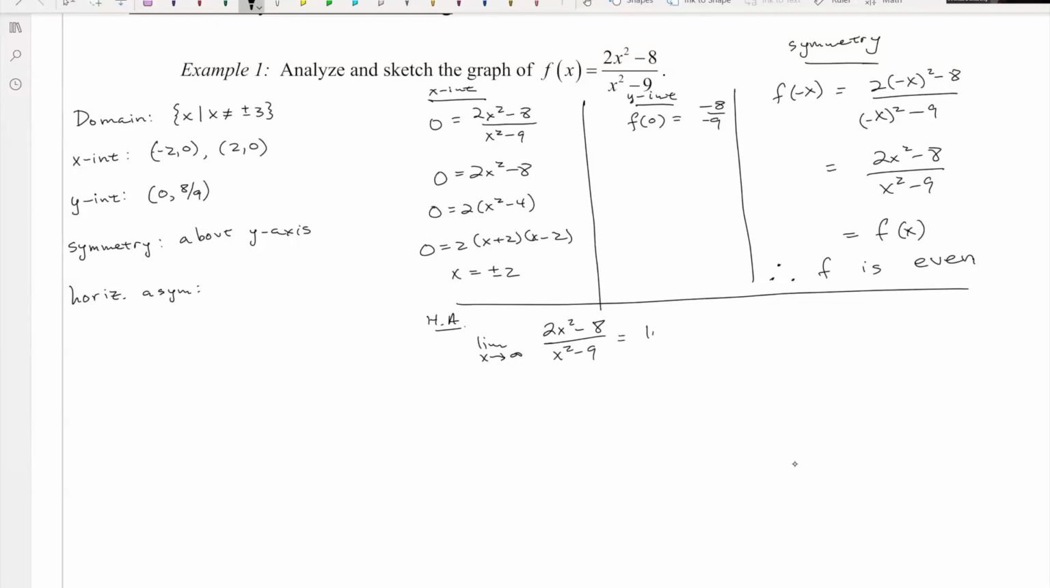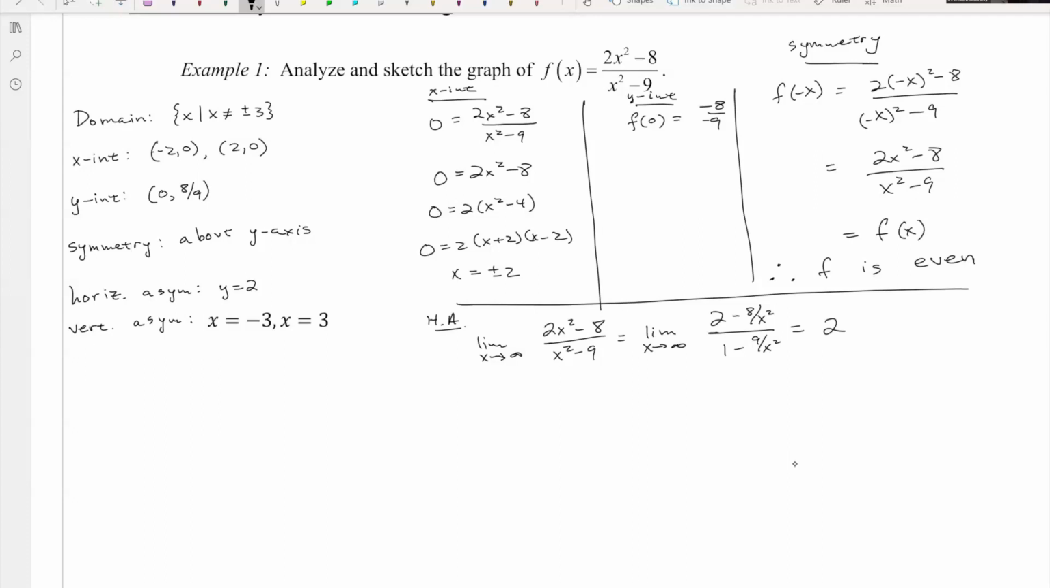And if you remember, the way we talked about doing this back in our chapter on limits is we multiply top and bottom by 1 over x squared to get something that looks like this. And for huge x, those two fractions are going to go to 0, and we're left with 2. So we have a horizontal asymptote at y equals 2. Vertical asymptotes are where the denominator equals 0. That's going to happen where x equals -3 and x equals 3.